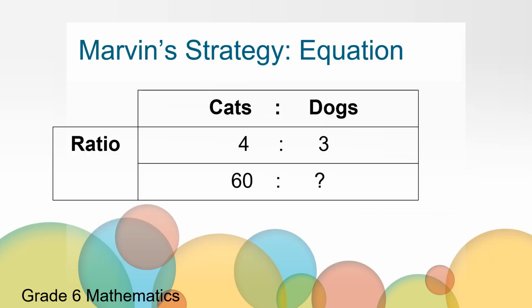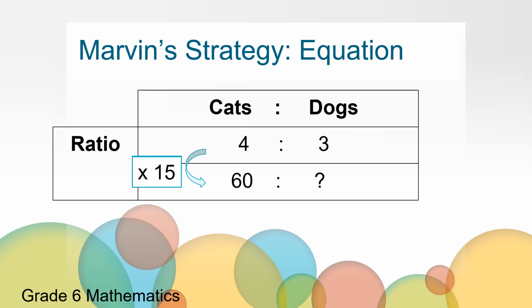Marvin decided that he was going to use equations to solve this problem, which is one more strategy that mathematicians might choose. He started off by drawing a table to show the ratio of 4 cats to 3 dogs. And then he used what he knows about multiplication to solve the rest. He thought to himself, 4 times what equals 60? And figured out that he could multiply 4 times 15 to get that 60.